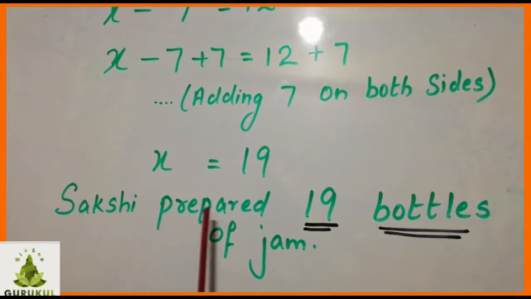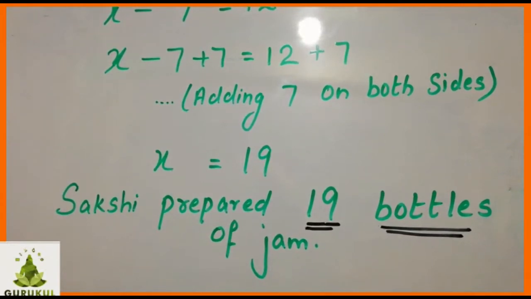Now, Sakshi prepared x equals 19, what does that mean? Sakshi prepared 19 because we have taken x as the number of bottles. So 19 bottles of jam. We got the first part of the statement for the question. We will go to the second part of the question. It is told, if she filled 250 gram of jam in each bottle. In each bottle, how many grams is given? 250 gram of jam.